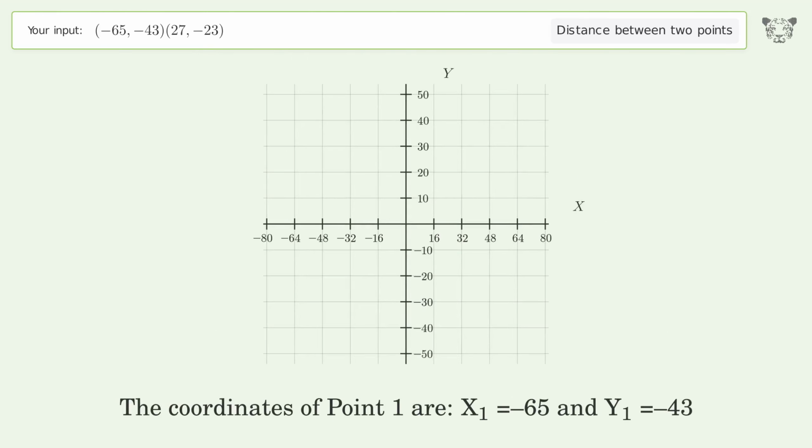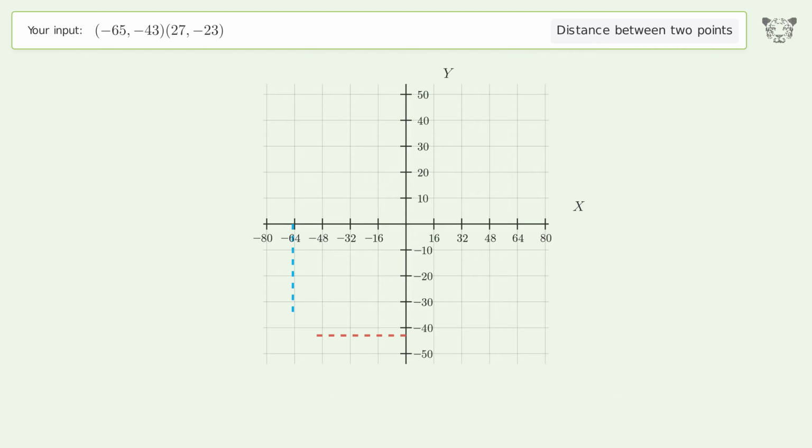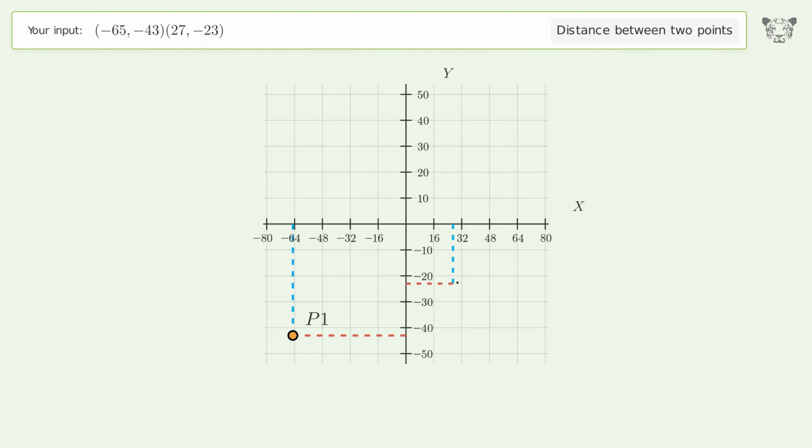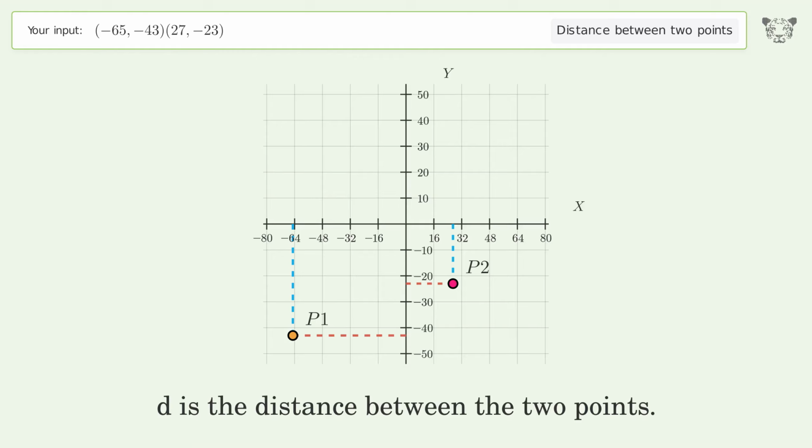The coordinates of point 1 are, x1 equals -65 and y1 equals -43. The coordinates of point 2 are, x2 equals 27 and y2 equals -23. D is the distance between the 2 points.